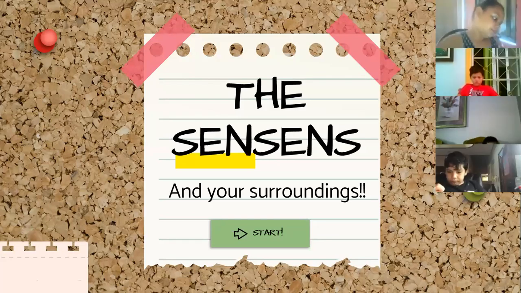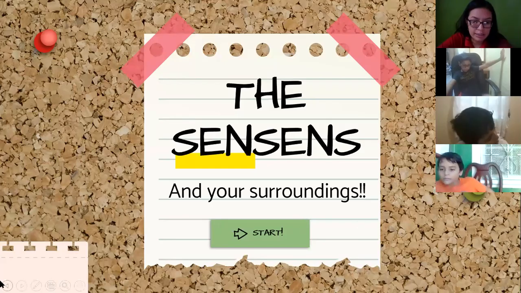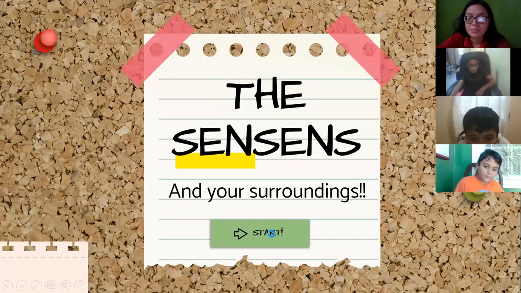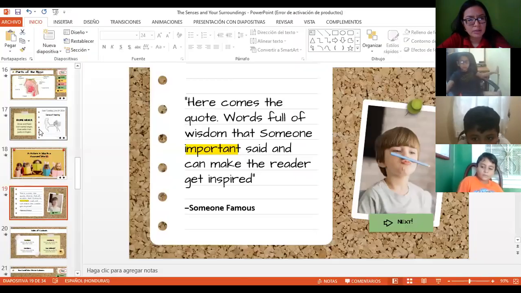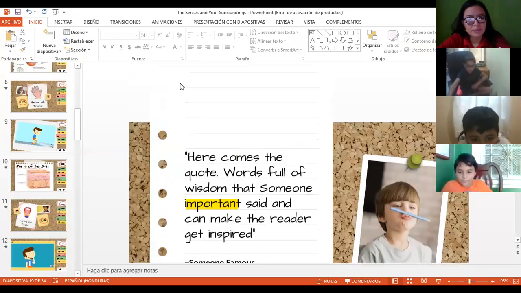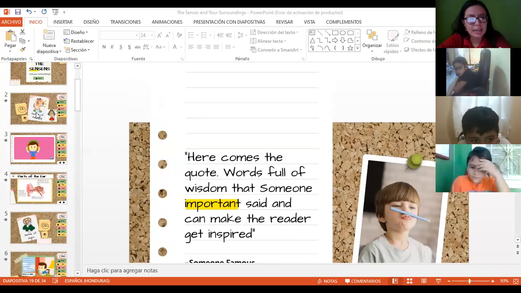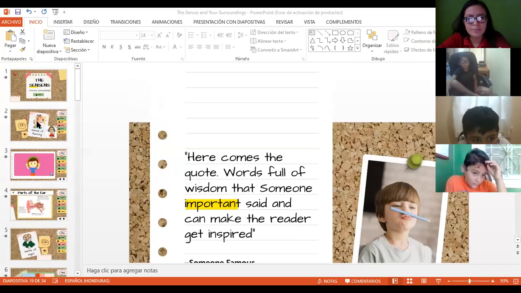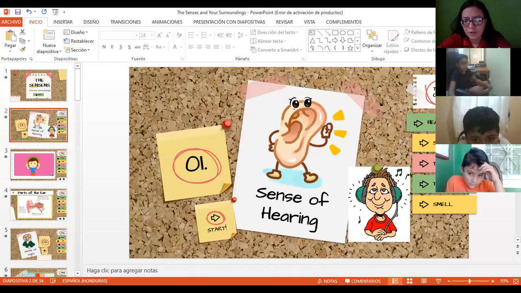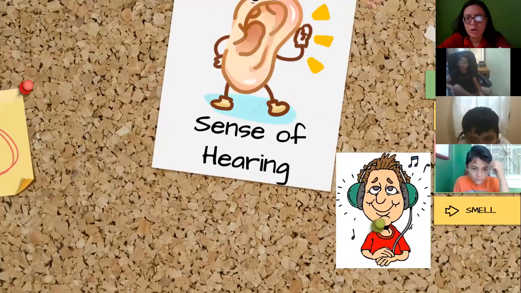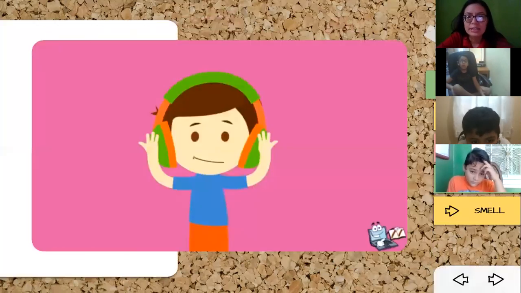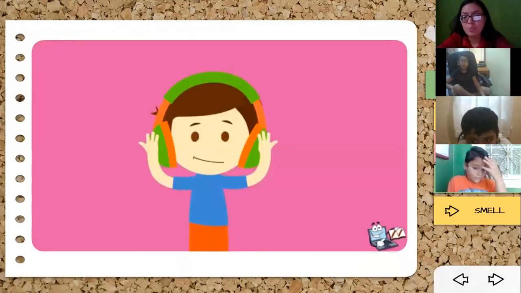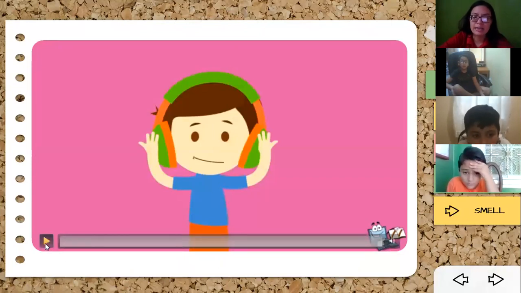Okay, so let's start the sense and your surroundings, okay? Let's start. The first, okay, wait me a little bit. The first sense that we are going to see is the sense of hearing. That is our first sense, okay? Let's pay attention to this video. We're going to learn how this sense works.